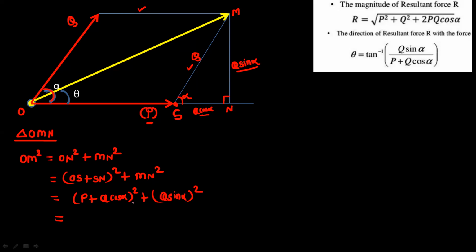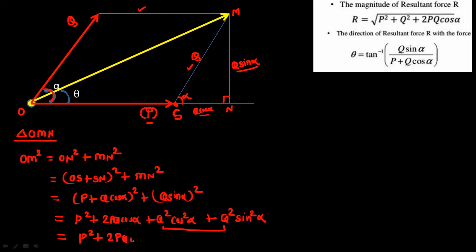If you expand this, it will become P square plus 2PQ cos alpha plus Q square cos square alpha plus the second value, Q square sin square alpha. Now from this equation, you can take Q square common. In the bracket, it is sin square alpha plus cos square alpha. The trigonometric identity is sin square alpha plus cos square alpha is equal to 1. So from this, we will get the final equation for OM square.